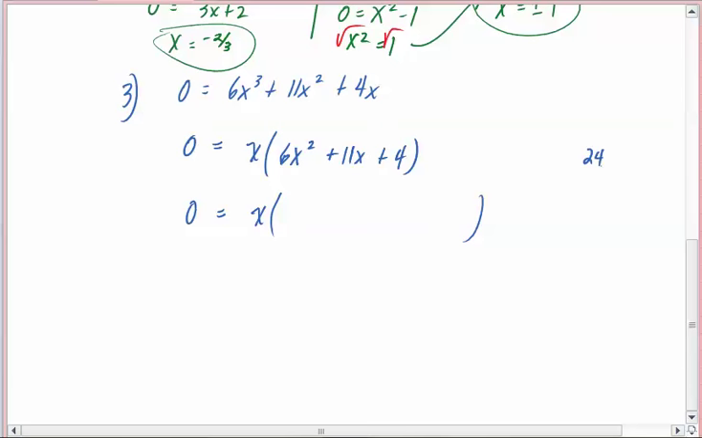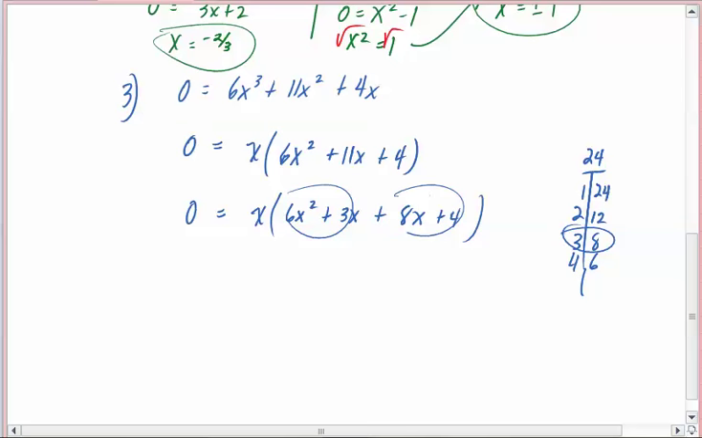There's 6 times 4 is 24. I've got 1 and 24, 2 and 12, 3 and 8, 4 and 6. That's it, and I'm trying to make an 11, so here we go. I have a 6x squared plus 3x plus 8x plus 4. Now I'm ready to do my factor by grouping.